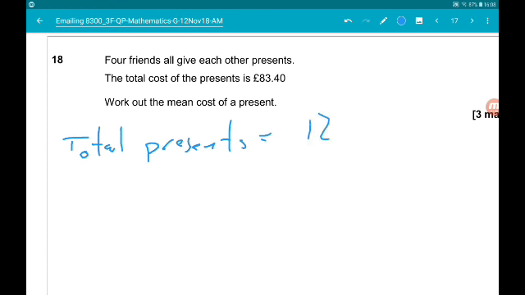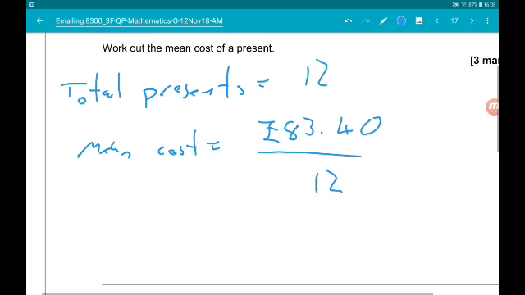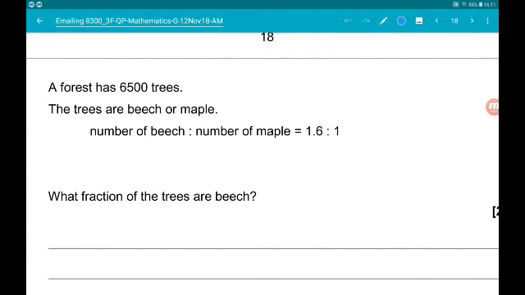Then the mean cost is the total cost, 83.40 divided by the total number of presents, 12, which is £6.95p. Cool. Okay, number 19. A forest has 6,500 trees. The trees are beech or maple. The ratio beech to maple is 1.6 to 1. What fraction of the trees are beech?